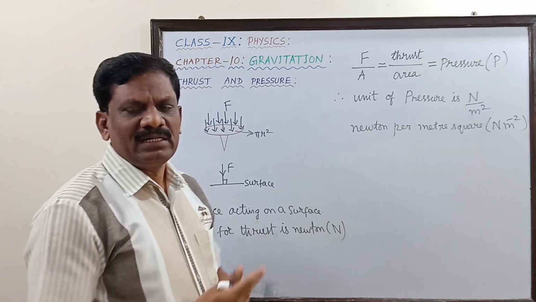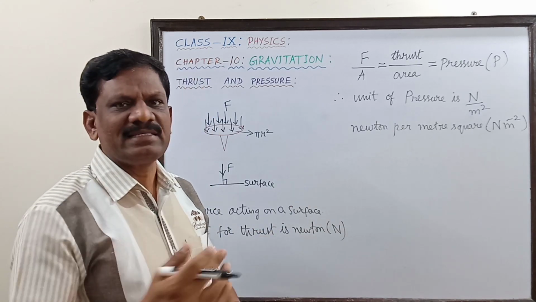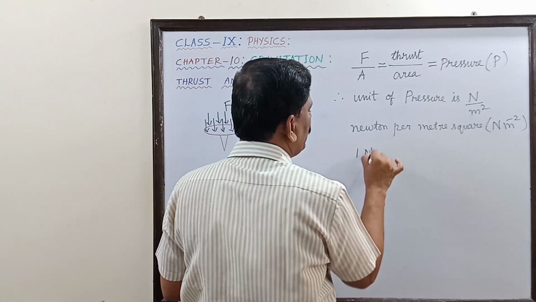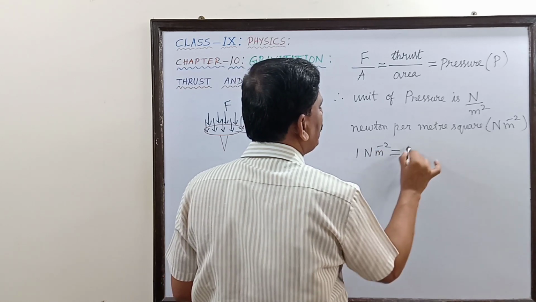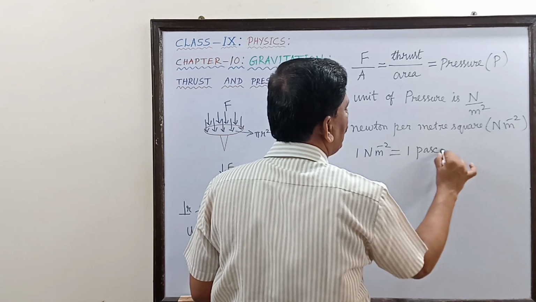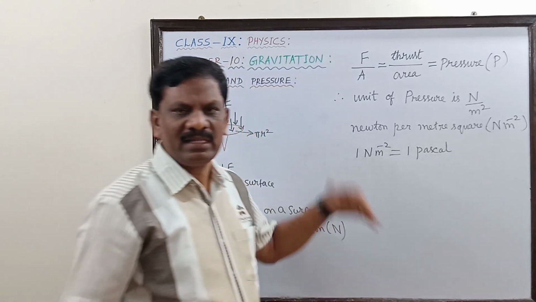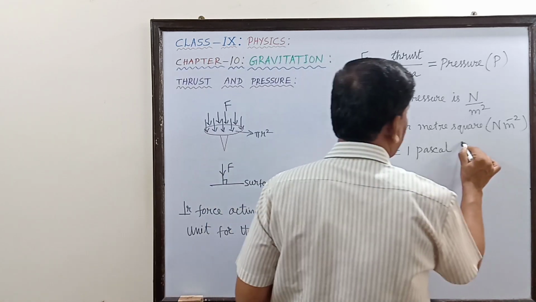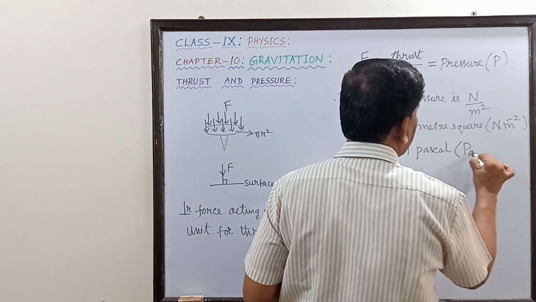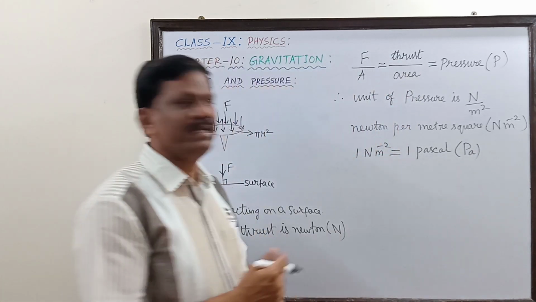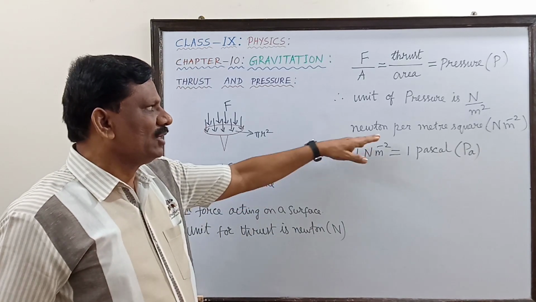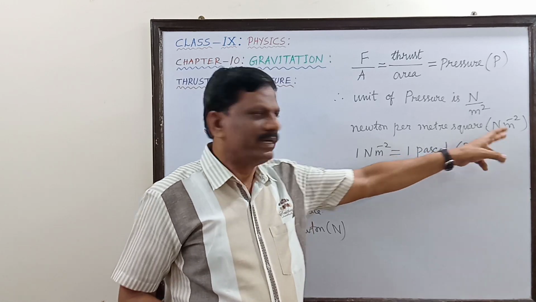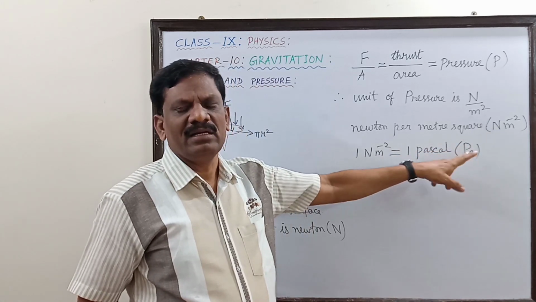Now, as an honor for the scientist Pascal, there is another unit for pressure. So 1 Newton per meter square is also equal to 1 Pascal. So Pascal is also another unit for what? The pressure. And the symbol for Pascal is Pa. Okay, so there are two units for pressure. One is Newton per meter square. The other one is Pascal.